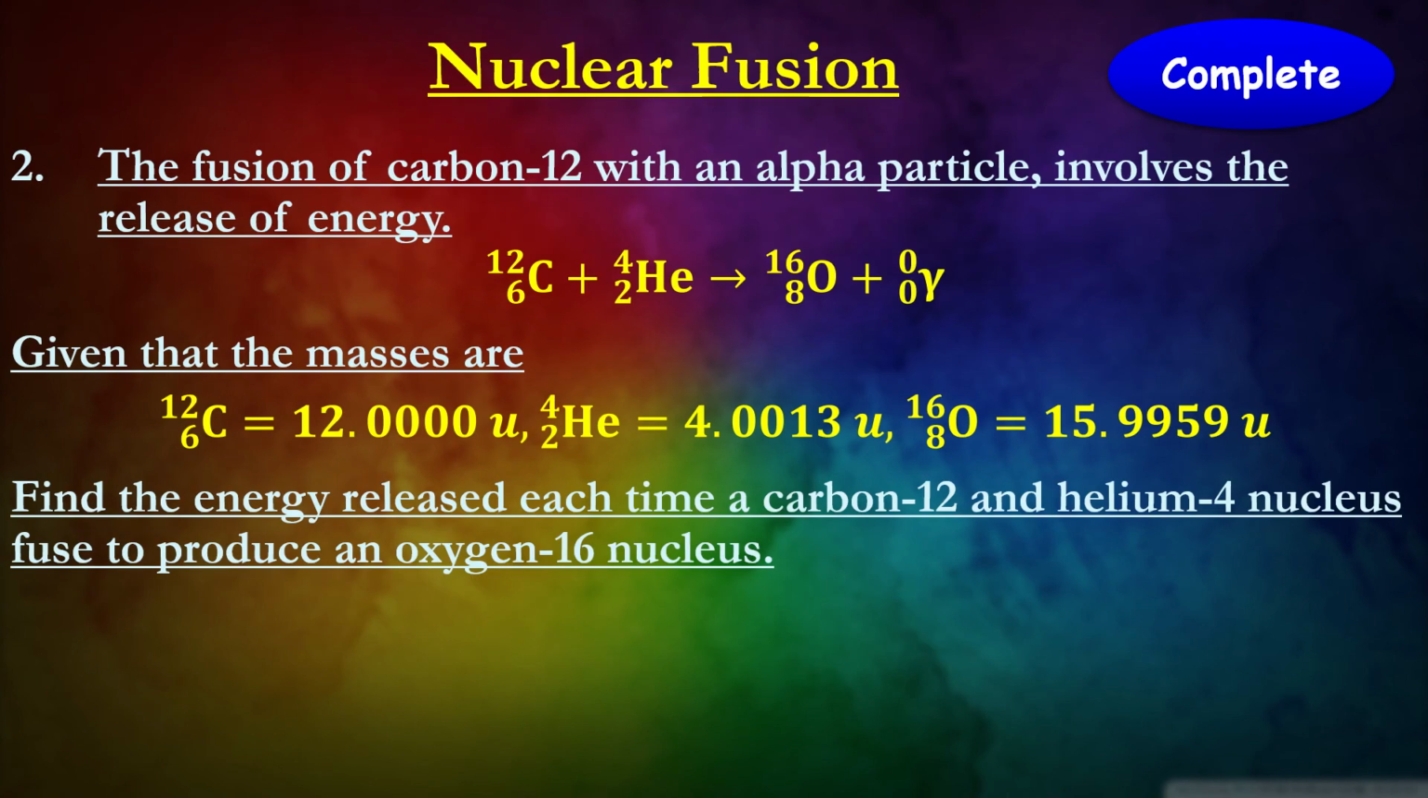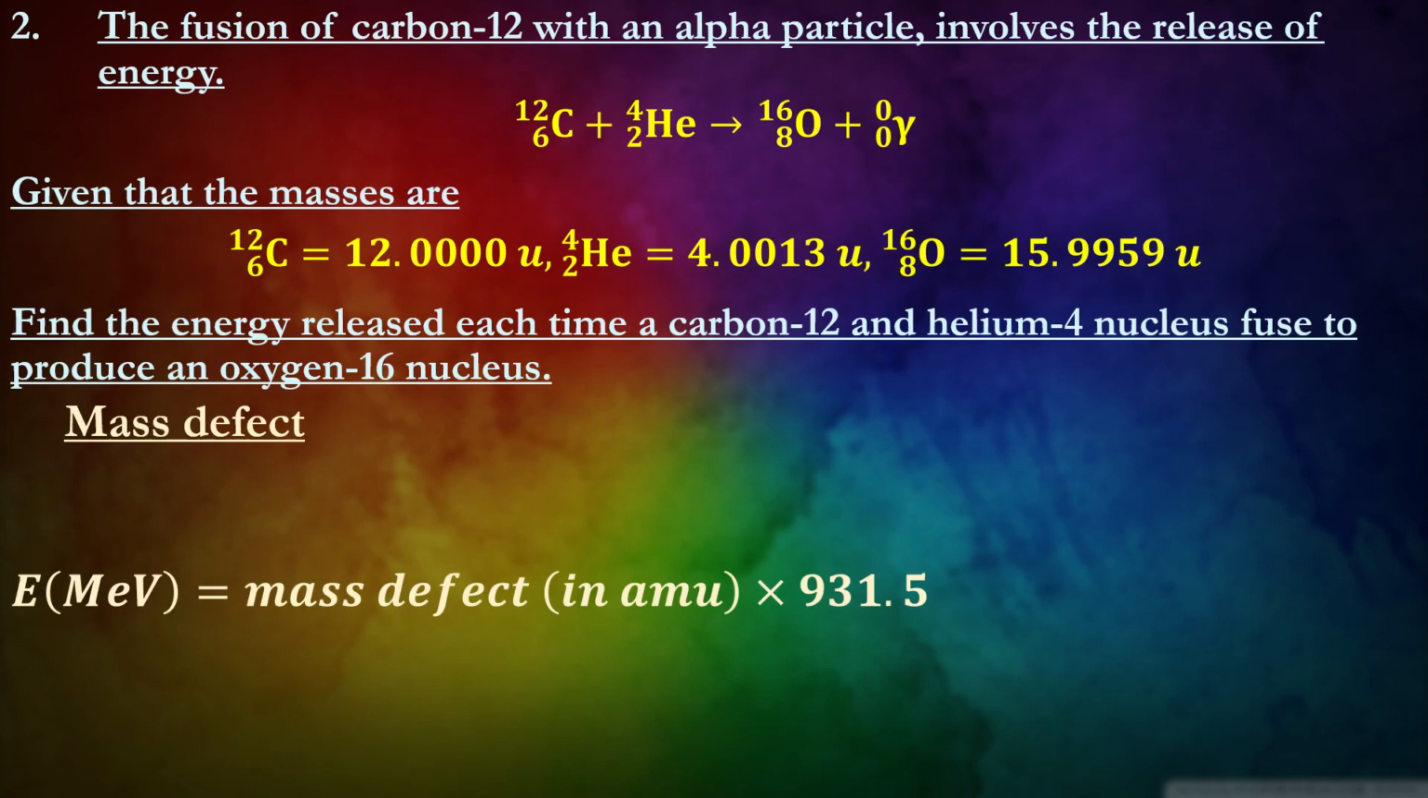The next one we have is the fusion of carbon-12 with an alpha particle. The equation is already written out for you here. If you know the following masses, find the energy released each time a carbon-12 and helium-4 nucleus fuse to produce an oxygen-16 nucleus. So pause it now if you want to have a go. If not, let me show you how to do it.